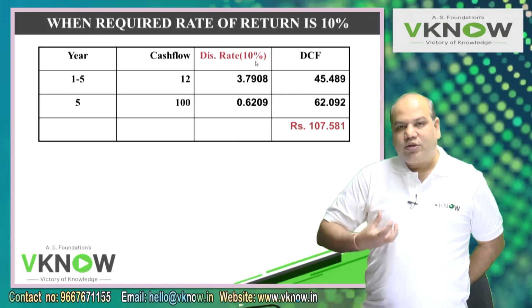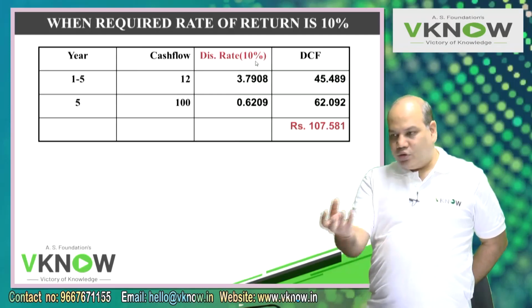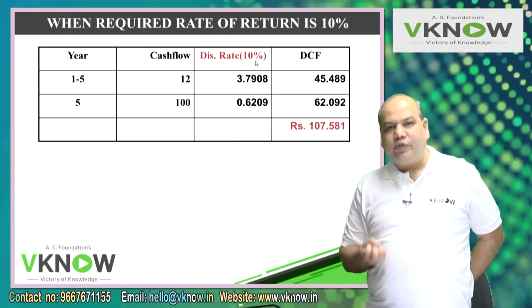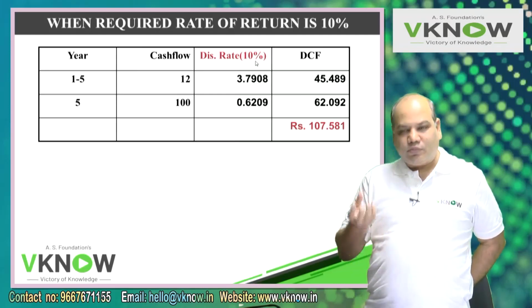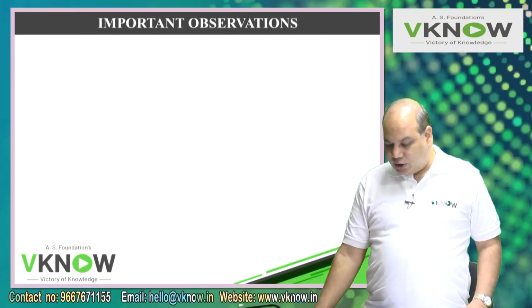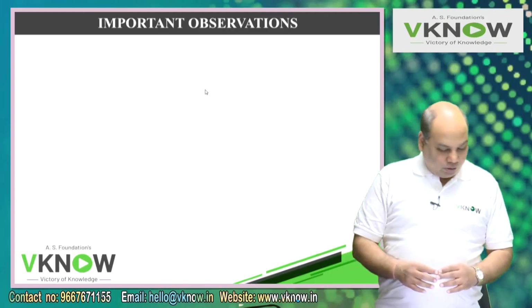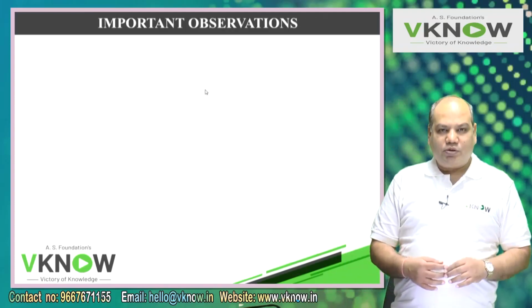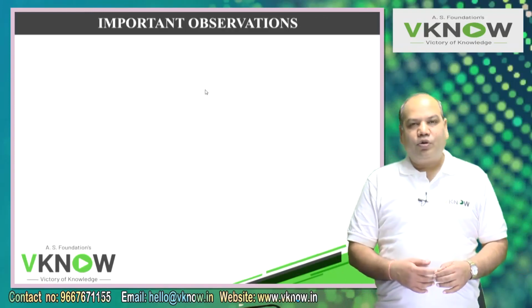So if the bond sells at a higher price, the rate of return that you will generate from the bond will automatically go down. So after solving this question, write down 4 observations. Write down 4 observations.